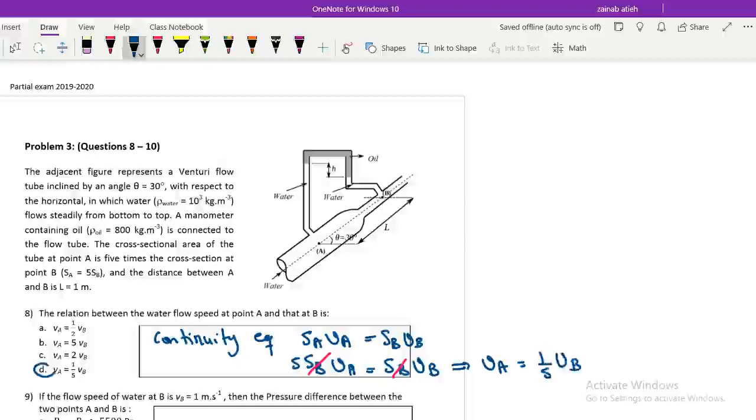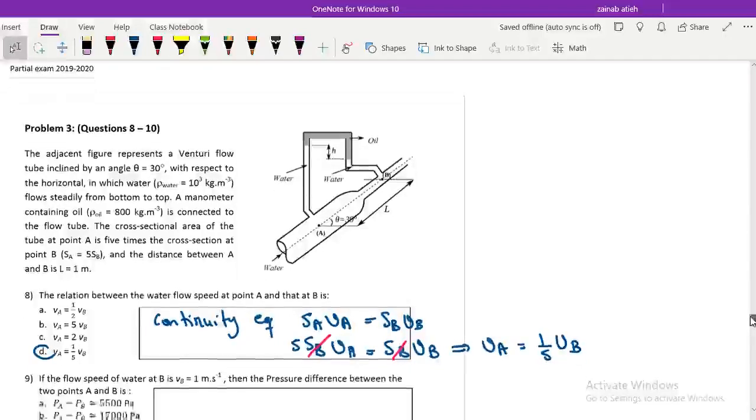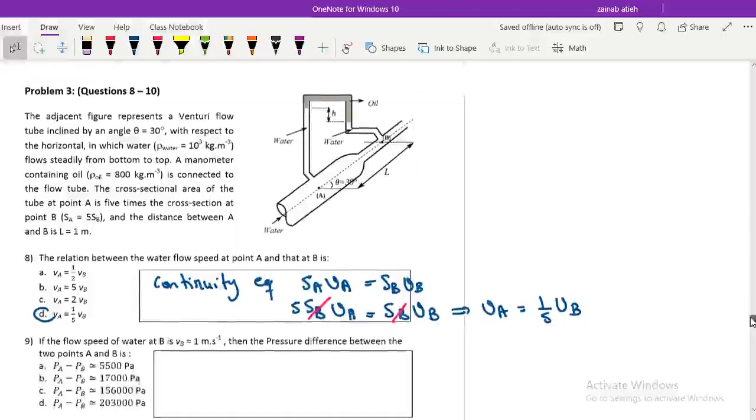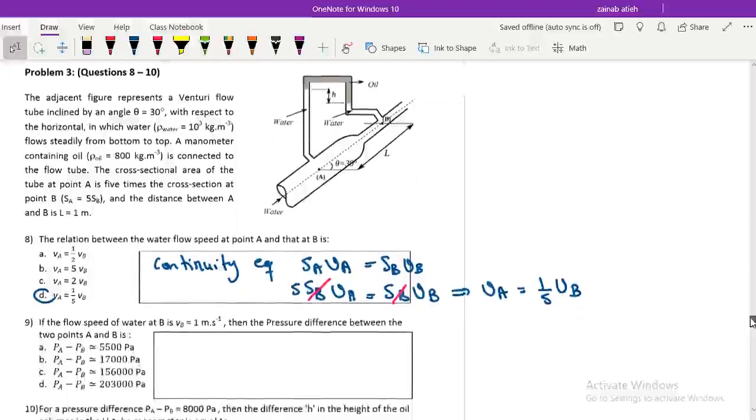This is the answer. In the second part it says if the flow speed of water at point B is VB equals 1 meter per second, then the pressure difference between the two points A and B is, he's giving me the speed at a certain point and he's asking for the pressure difference between A and B.